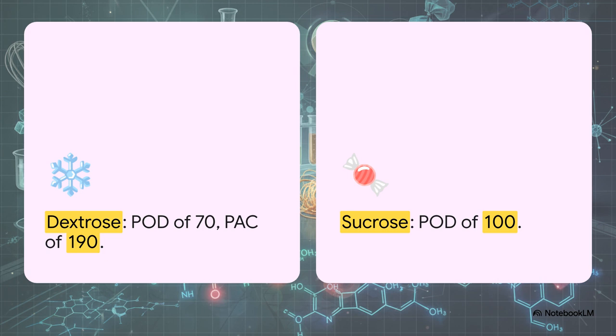Every sugar in the professional kitchen is measured by two metrics: its POD, which is its sweetness power, and its PAC, its anti-freezing power. Sucrose sets the baseline with a POD of 100. Dextrose, however, has a significantly lower POD of 70, meaning it is noticeably less sweet. But it possesses a staggering PAC of 190. That massive anti-freezing capability is simply non-negotiable when you're formulating high-protein elements or complex frozen desserts.